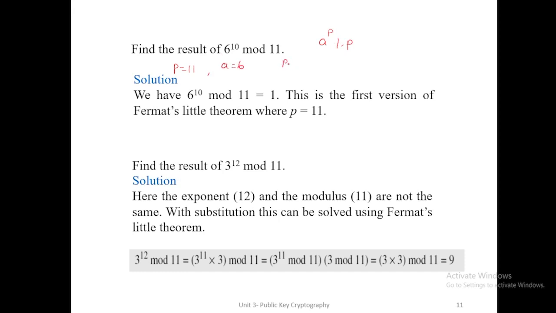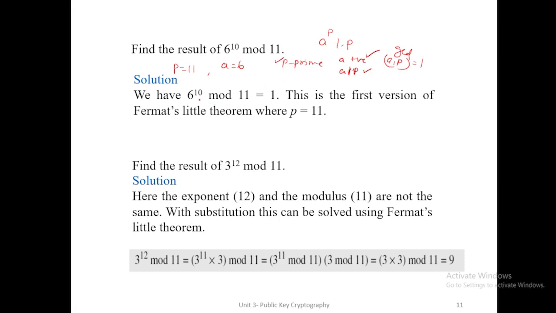So what are the conditions? p should be a prime number, so this condition is satisfied. a should be a positive number, that is also satisfied. a should not be divisible by p; here a is 6, and 6 is not divisible by p, so that is also satisfied. And a and p are relatively prime, since GCD of a comma p is 1. So these 4 conditions are satisfied.